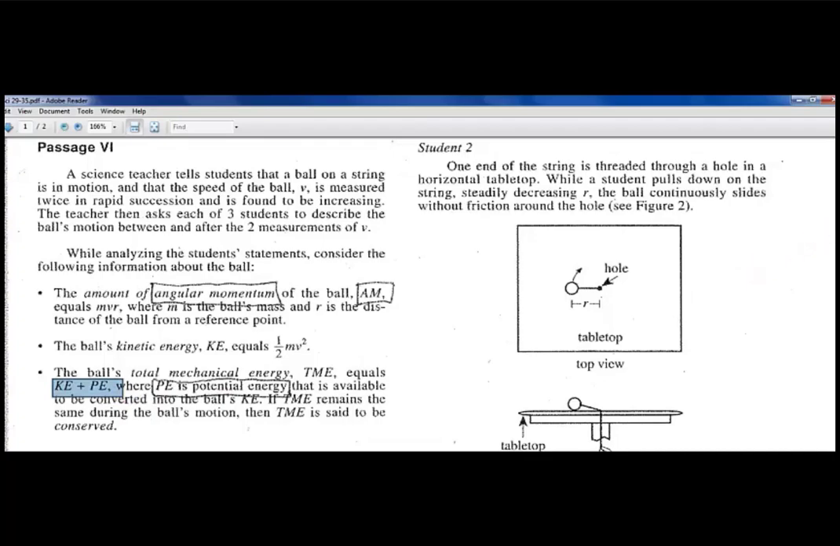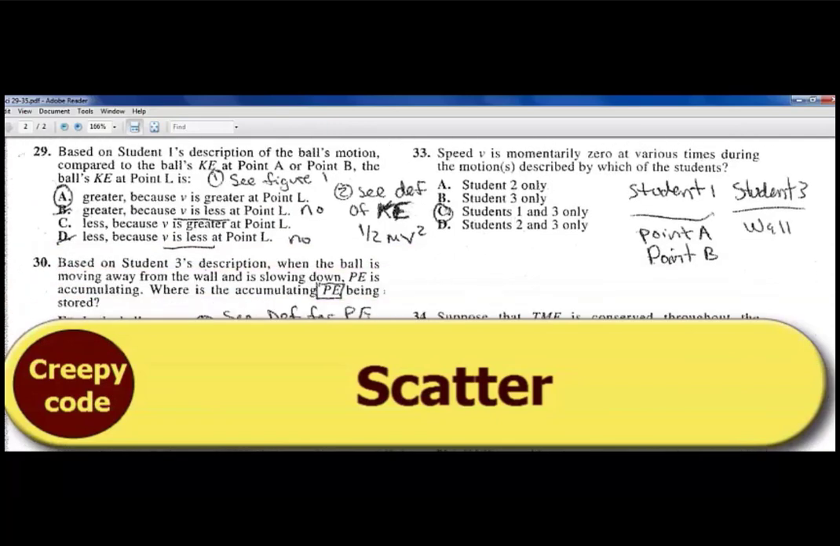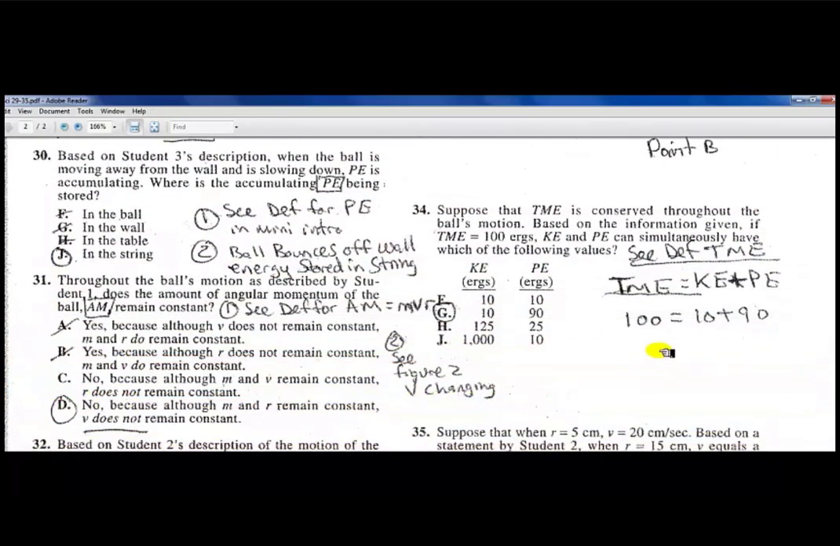Well, there's the answer. Scroll back down to the answers here, and I would write that formula down: TME equals KE plus PE. Now, it gives us that TME equals 100. So that means 100 is going to have to equal something plus something. These two together, when you add them, KE and PE, are going to have to equal 100 because that's the definition of the total mechanical energy.